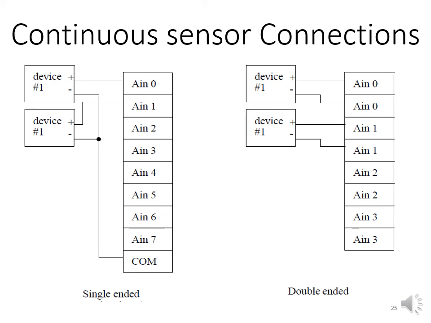For double-ended, each sensor has two terminals, one for the positive terminal and the other one for the negative terminal. So we can see that in double-ended, we can reduce the interference between signals from different devices.